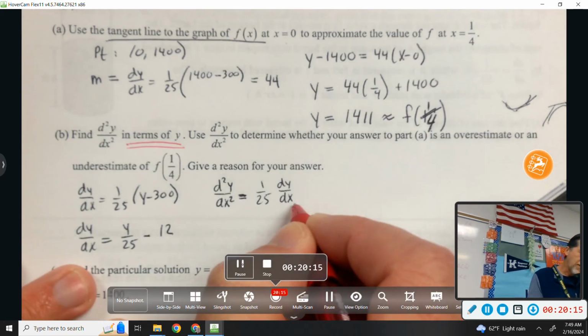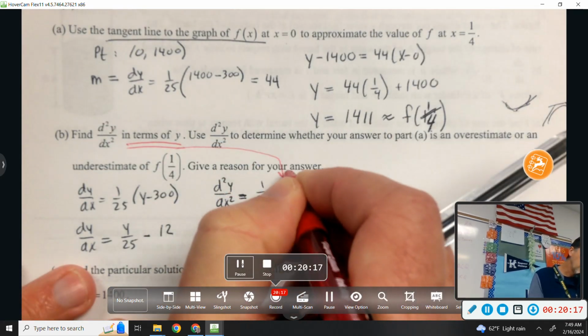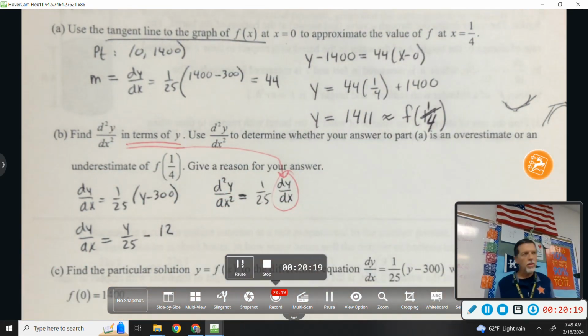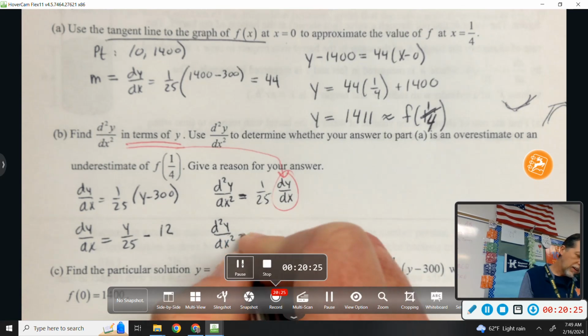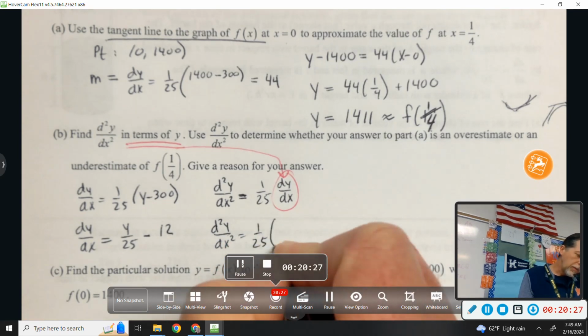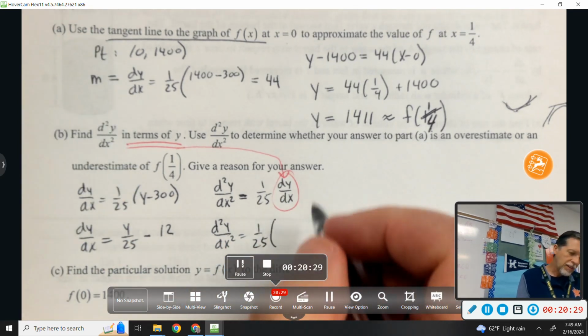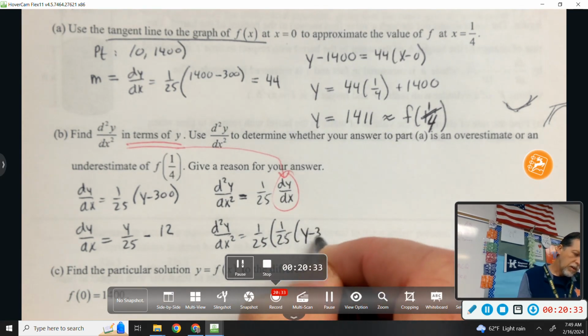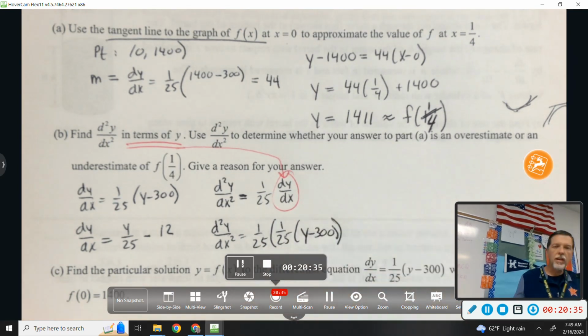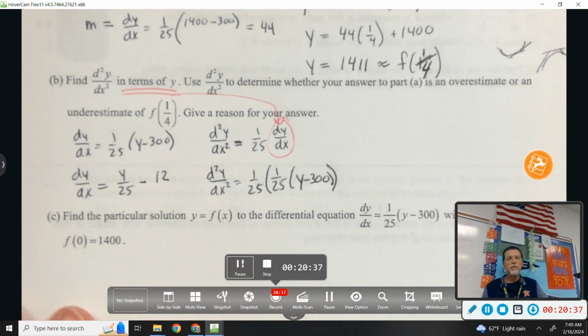Find the second derivative in terms of y. Okay, I've got the second derivative, but I don't have it in terms of y yet. This is a pretty common thing. I need to substitute dy/dx in there. But we have an expression for dy/dx: 1/25 y minus 300. I guess I could multiply 25 and 25, but I don't really want to do that.